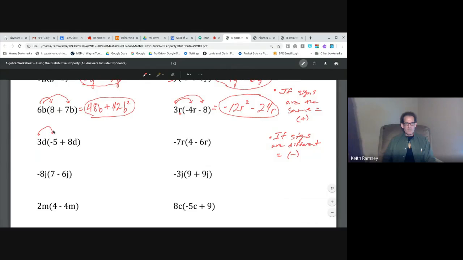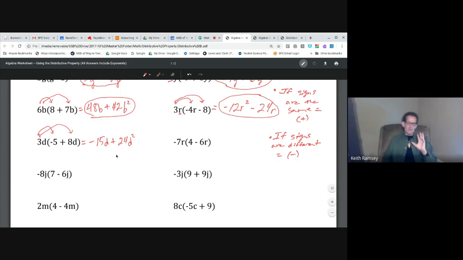Times a negative 5. So positive times a negative has to be negative 15. And I just have one variable, d. I'm going to write negative 15d. Then I'm going to distribute to my next number for the product of 3d times 8d. So I know 3 times 8 is 24. They're both positive. So if the signs are the same, it has to be positive. So 24. And I look at my variables and I have two d's. So I'm going to say d squared.